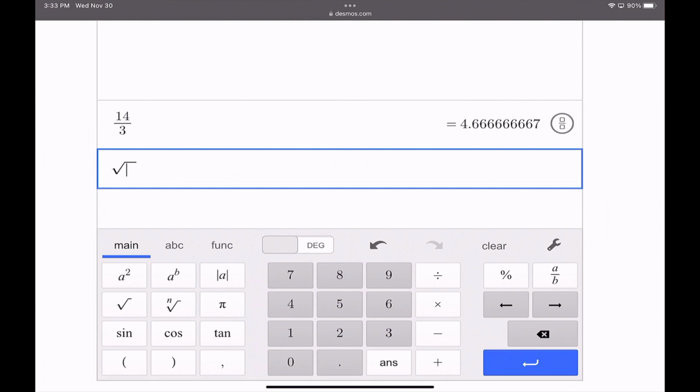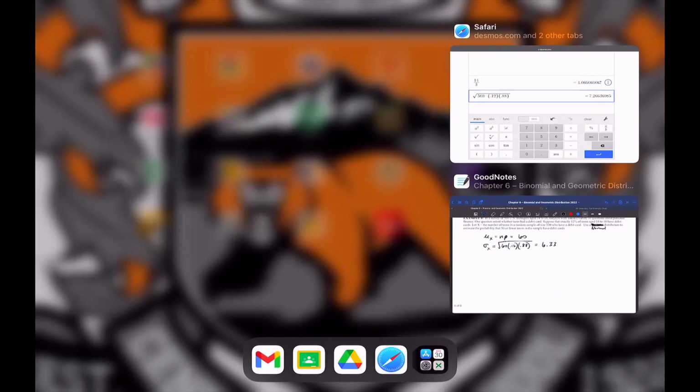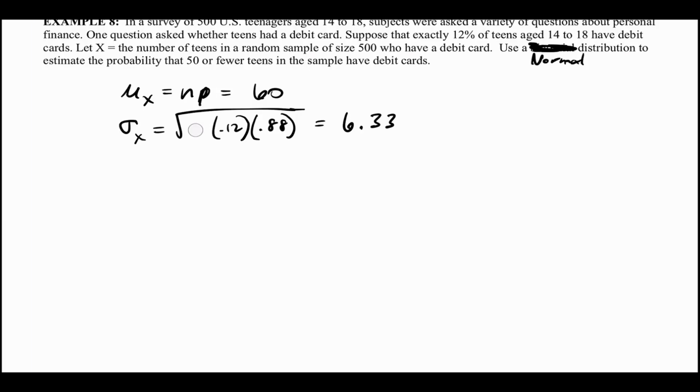So we got square root of n, which is 500, times 0.12, and then one more, 1 minus that, which is 0.88. That's 7.266. I had it written down wrong. I had 60 in here for some reason. That's not n.